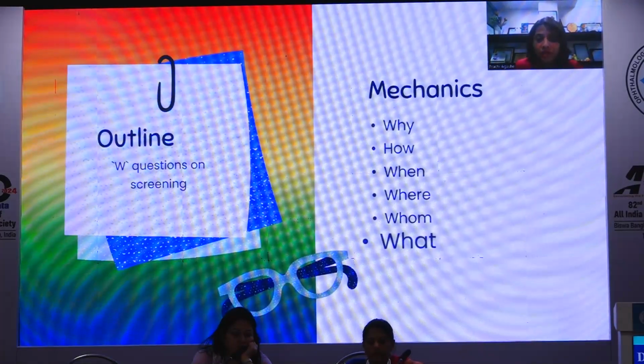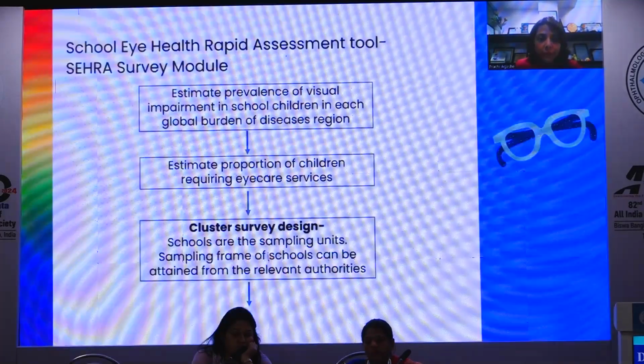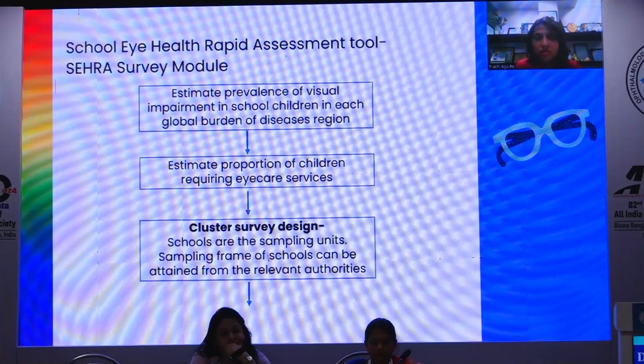Now, what really goes into planning this screening? There is a module called the SAHARA survey module, which is the School Eye Health Rapid Assessment Tool. This is one way of planning the screening. It gives us a scale or a survey for how the camp should be planned. Step one is estimating prevalence of visual impairment in school children in each global burden of diseases region.